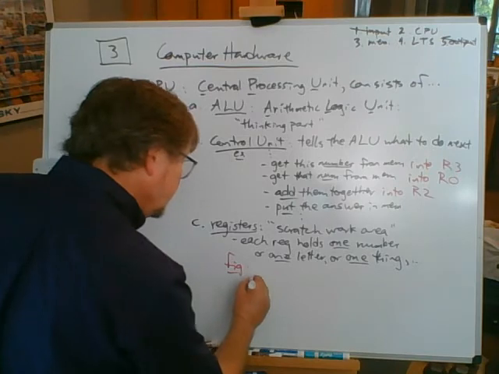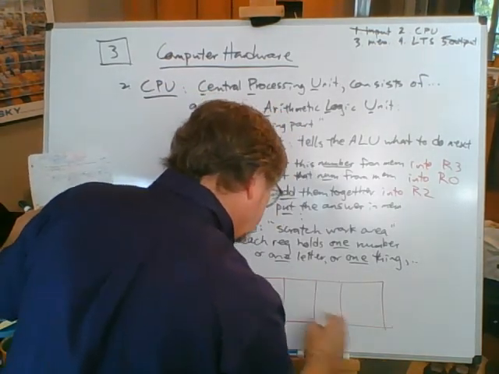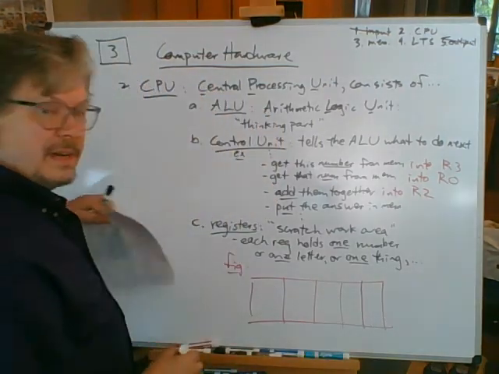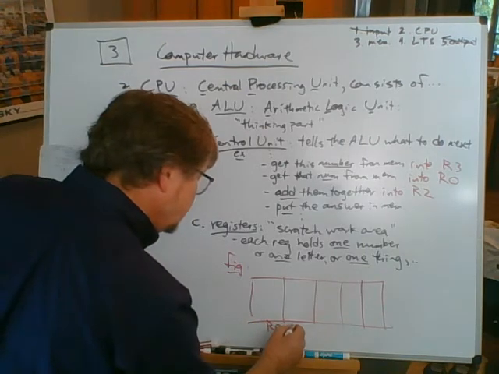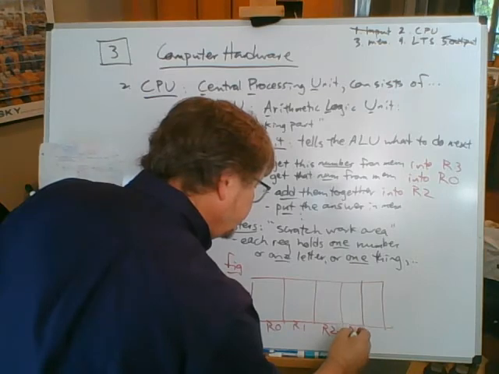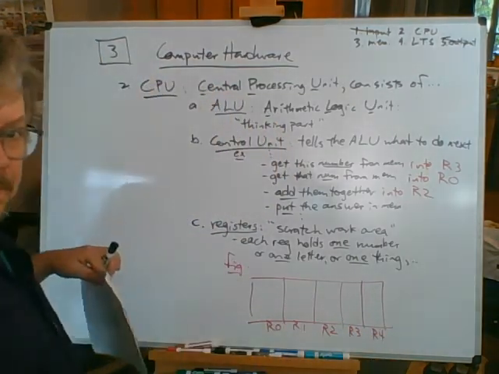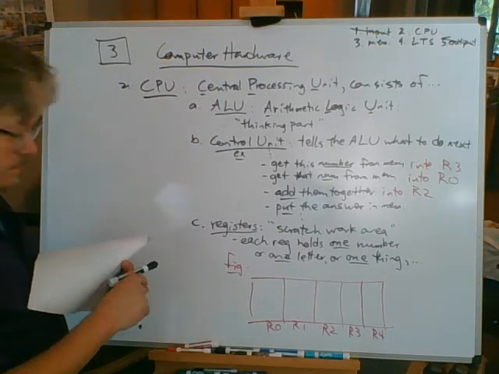A fig of registers. Here they are. I'm going to pretend like this is a 1, 2, 3, 4, 5. Those are all the same size. Your eyes deceive you. It's an optical illusion. This is register 0, register 1, register 2, register 3, register 4. What's that fig for? To go back and kind of tie this stuff together.